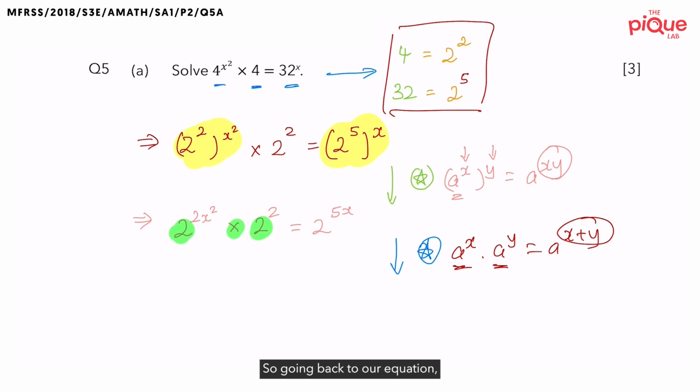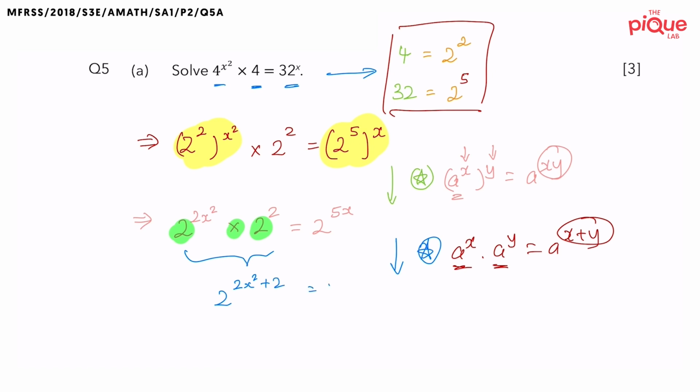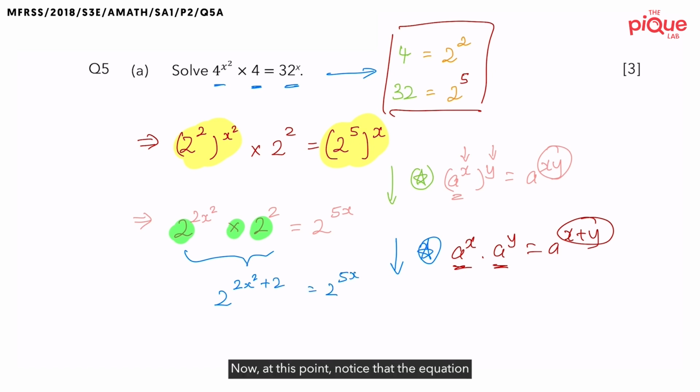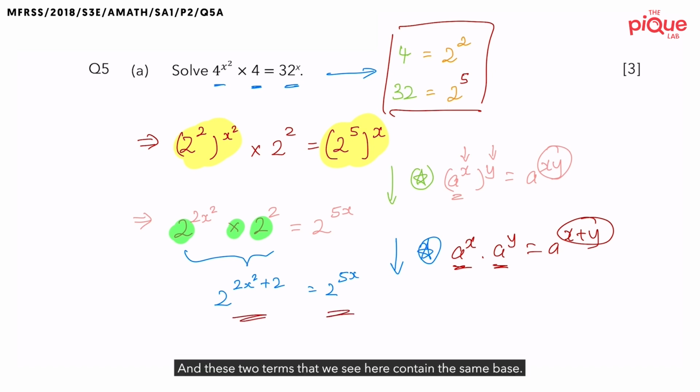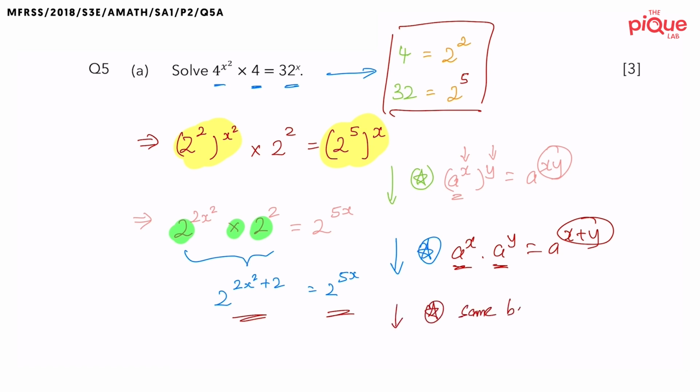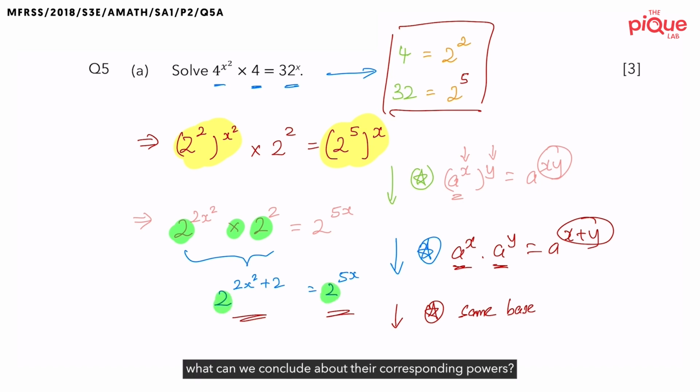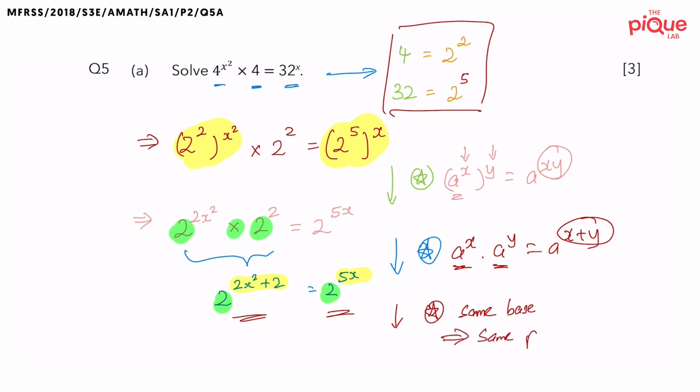So going back to our equation, if we were to simplify the left-hand side using this law here, we will get out 2 raised to the power of 2x squared plus 2. Now, at this point, notice that the equation has been reduced to a point where there exists only one term on each side of the equation, and these two terms that we see here contain the same base. Now, if they are equal to one another and they share the same base, what can we conclude about their corresponding powers? They will be the same.